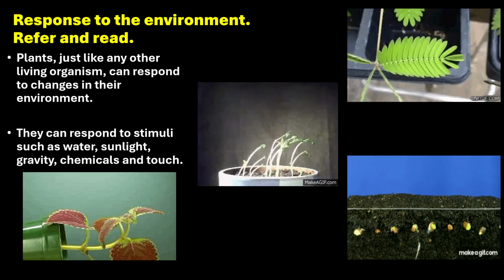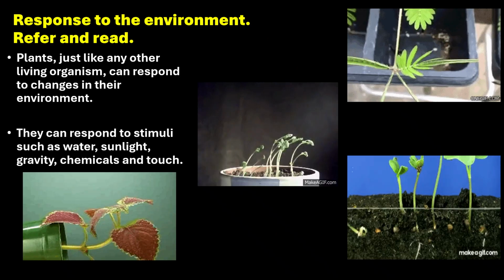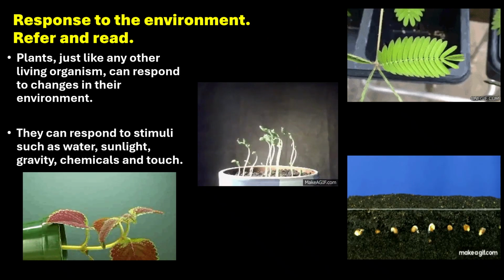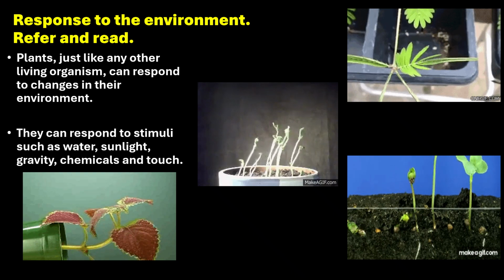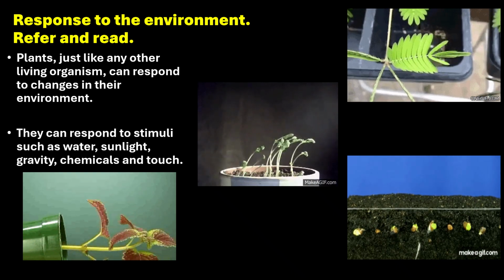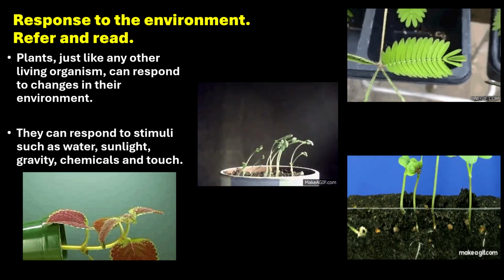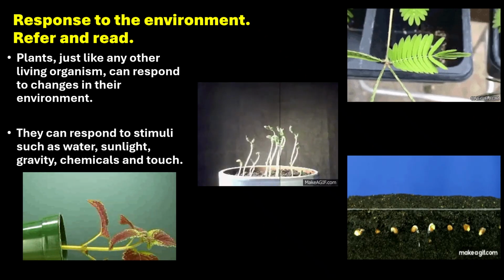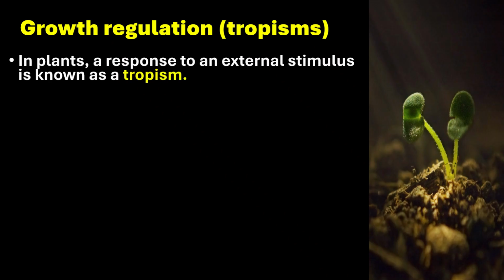Now, we need to know plants have the capability of responding to the environment in various ways. When there are changes in the environment, the plant will respond. The plant won't respond if there are no changes. So, what are the growth regulation mechanism? That is tropism. What is tropism?